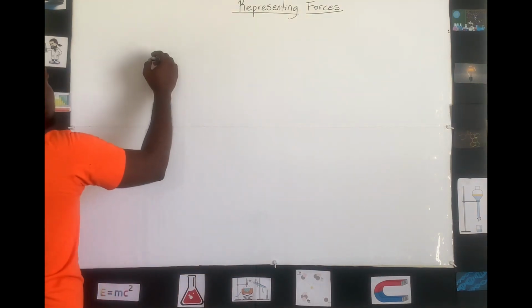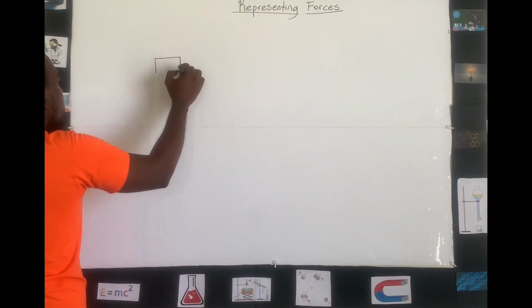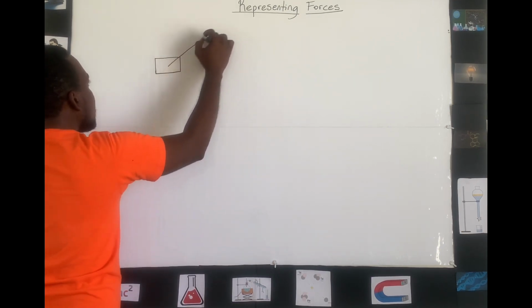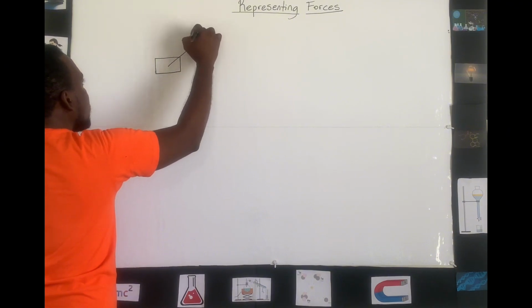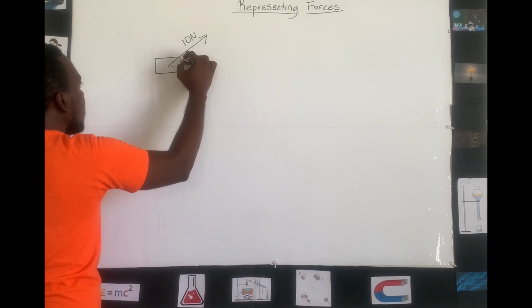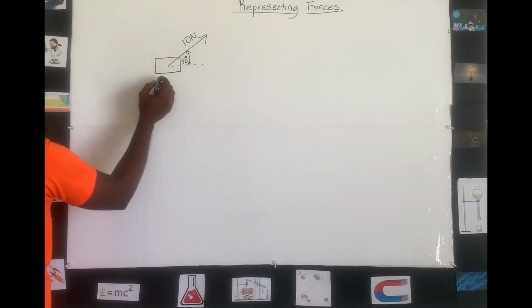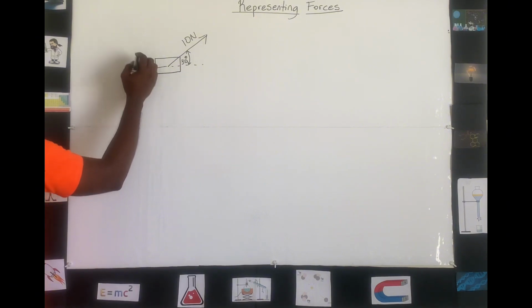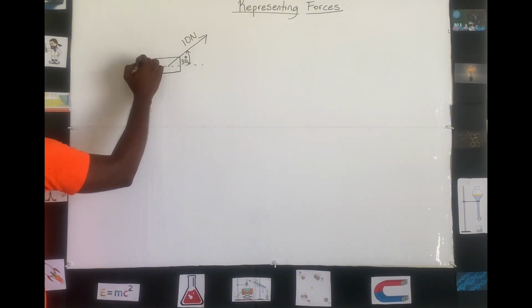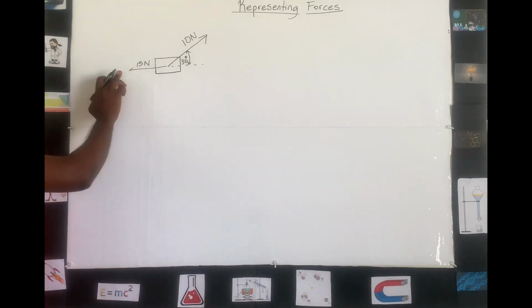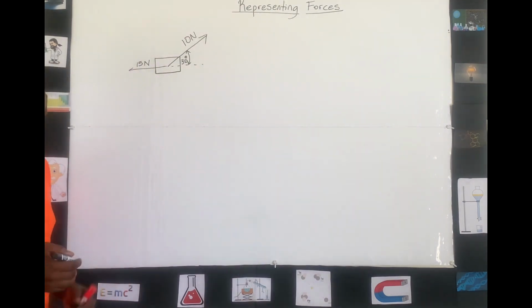So let's say we have an object here that is being pulled in this direction by a 10 Newton force, but it's being pulled at an angle to the horizontal of 30 degrees. And then it's being pulled in this direction by a 15 Newton force. So this one is on the horizontal, and this one is at an angle to the horizontal.